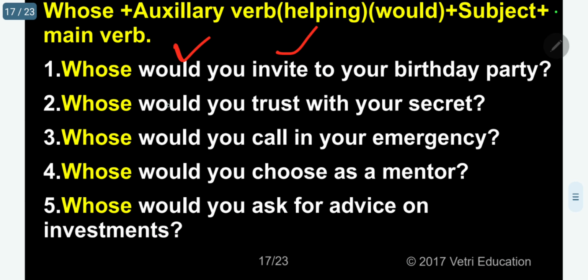Who would you trust with your secret? Trust, main verb, would, auxiliary. Whose would you call in your emergency? Call, main verb, would, auxiliary. Who would you choose as a mentor? Choose main verb, would, auxiliary. Who would you ask for advice on investment? Ask main verb, would, auxiliary.